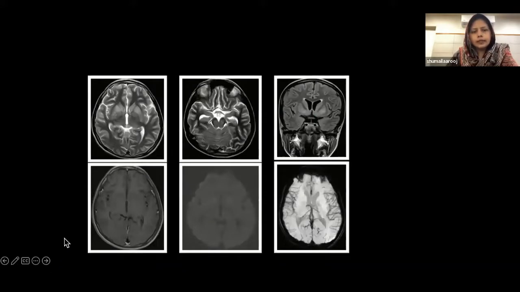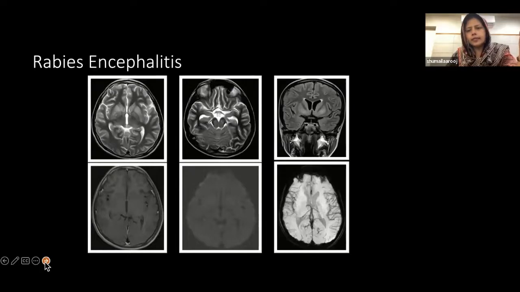This was another case, a patient who presented to our hospital after a dog bite, and there were behavioral changes. When we performed the MR, we found bilateral hyperintense basal ganglia, and there were some hyperintense signals in the midbrain as well. There was no diffusion restriction. There was no post-contrast enhancement. So this was basically a case of rabies encephalitis.